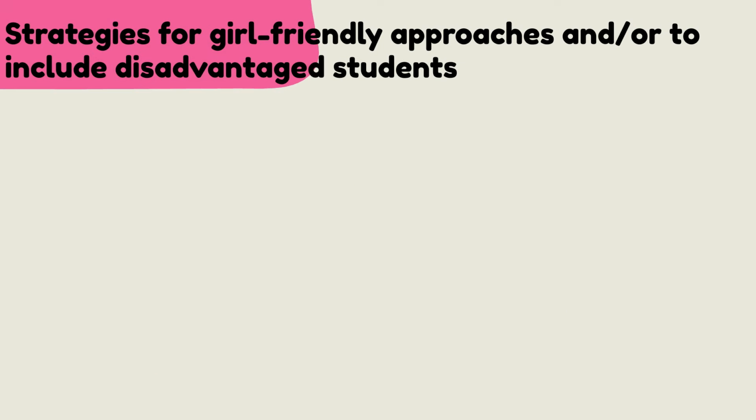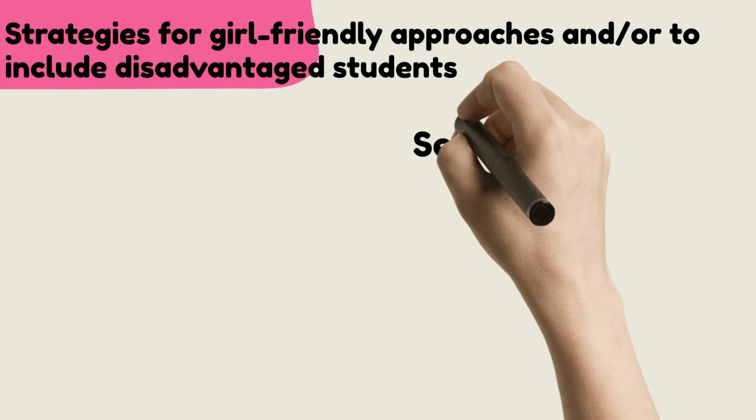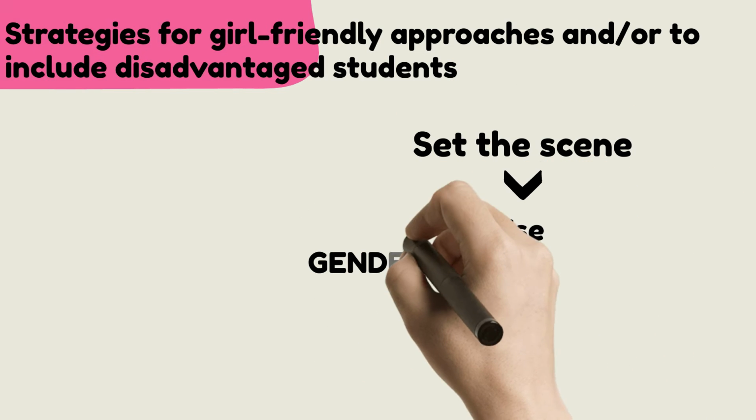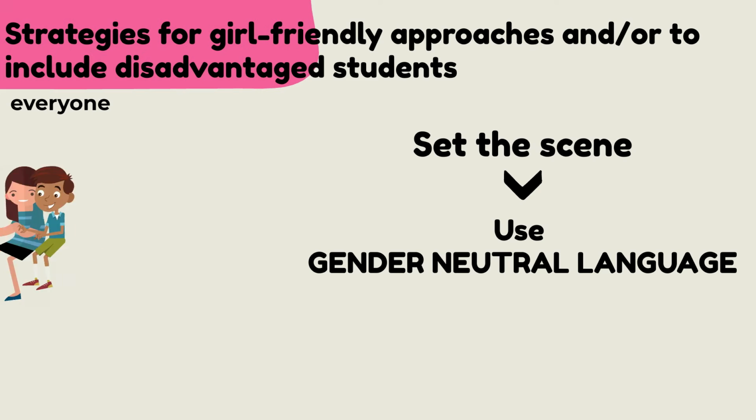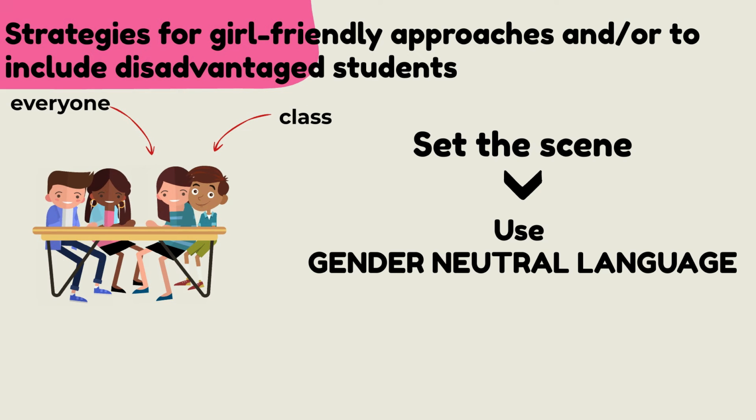Strategies for girl-friendly approaches, and to include disadvantaged students. When setting the scene, use gender-neutral language as far as possible. Using words like everyone and class to address the students are examples of good gender-neutral language. Ensure that everyone receives a similar share of airtime and everyone is actively engaged. Ask probing questions if needed.